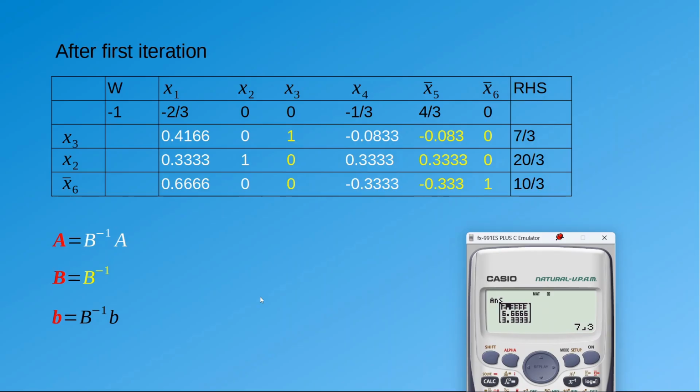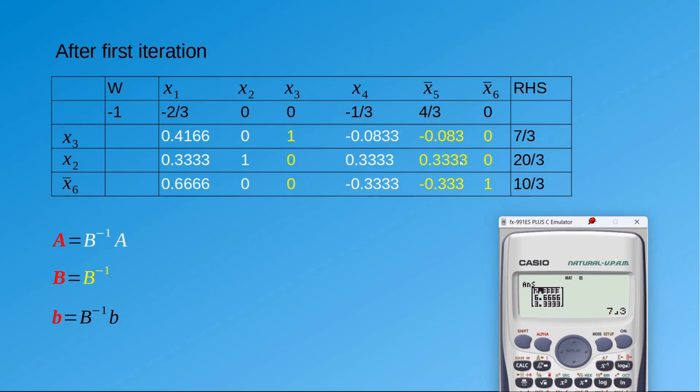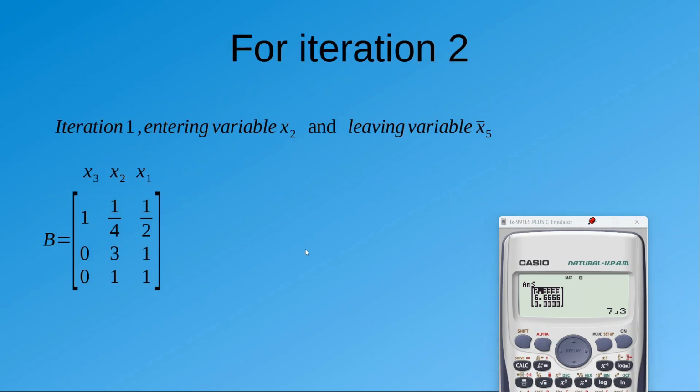Now it's very evident here. The entering basic variable is going to be x1 because it is the highest negative entry here, and the leaving basic variable of course is going to be determined by 0.4166 divided by 7 by 3, then afterwards 20 by 3 divided by 0.333 and 10 by 3 divided by 0.666. Now you can figure it out for yourselves using your own calculator. The leaving basic variable is going to be x6. So the entering basic variable is x1 and the leaving basic variable is x6 bar.